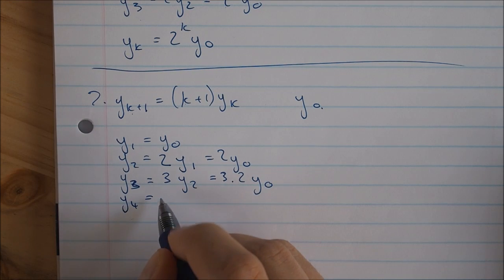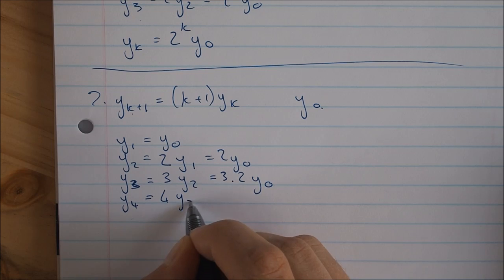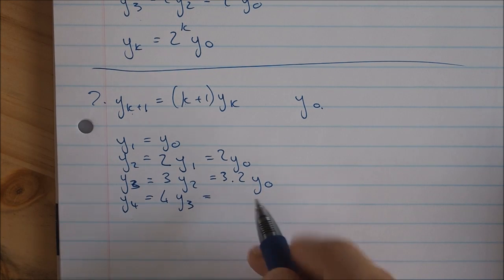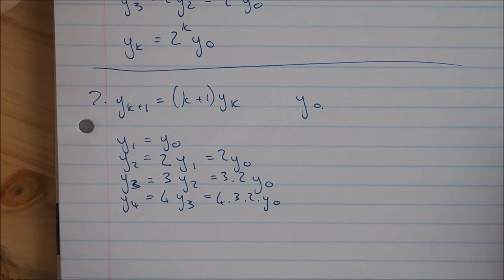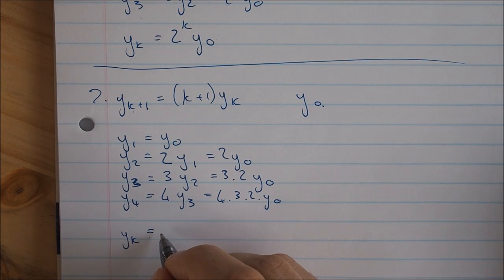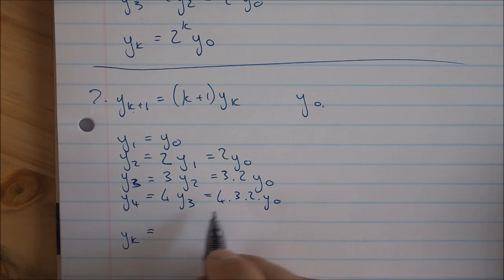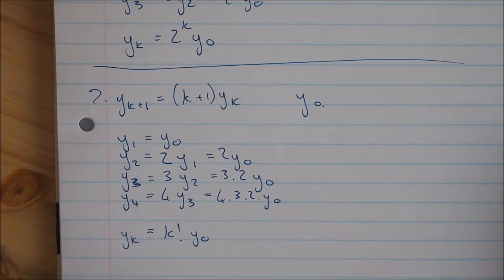So this is k equals 3, 3 plus 1 is 4 times y3, which is equal to 4 times 3 times 2 times y0. So the general solution is then equal to, 4 times 3 times 2 is 4 factorial, so it's going to be k factorial times y0.